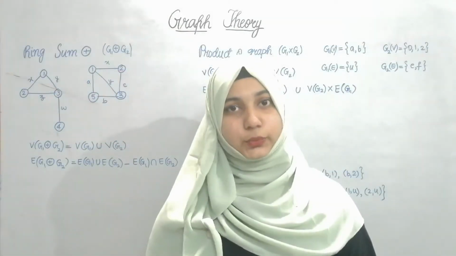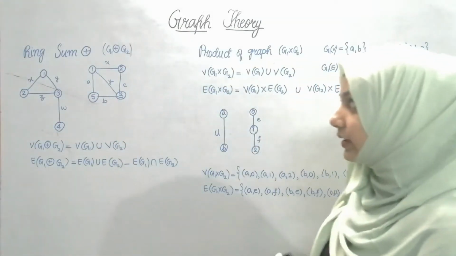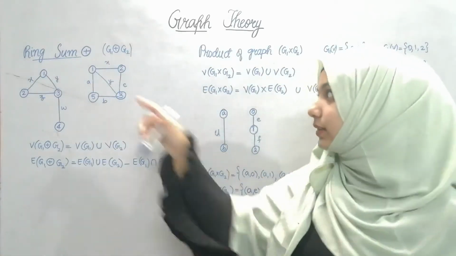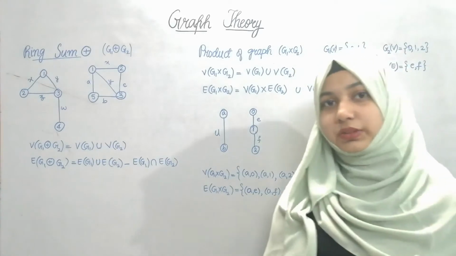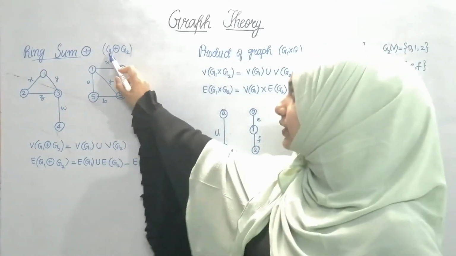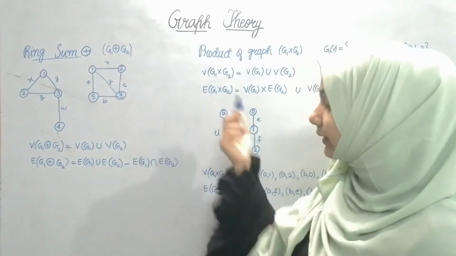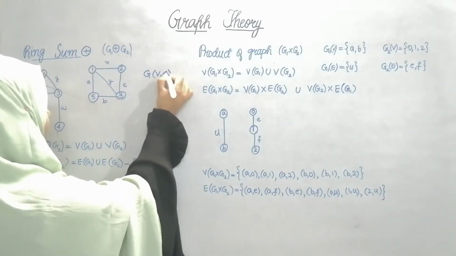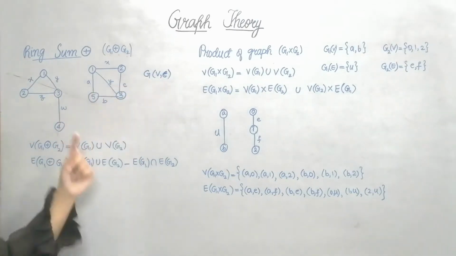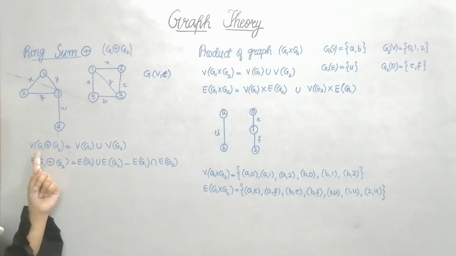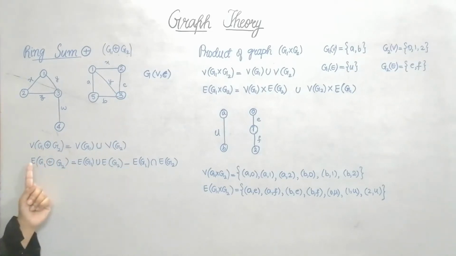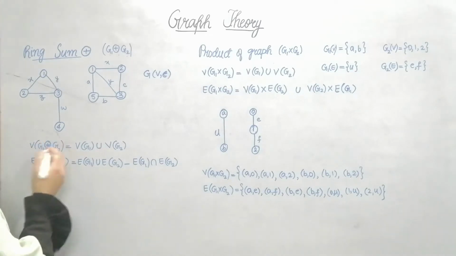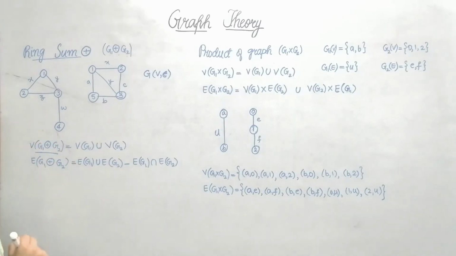Clear? Okay, let's continue with the next operation, that is ring sum. Ring sum is denoted with a plus sign and then a circle this way. Suppose we have got two graphs G1 and G2. Then G1 ring sum G2 will be something like this. In a graph we know that we have got vertices and edges, right? If we want to find the ring sum, then we are going to find the ring sum of the vertices of G1 and G2, then the ring sum of the edges of G1 and G2. Both the things.